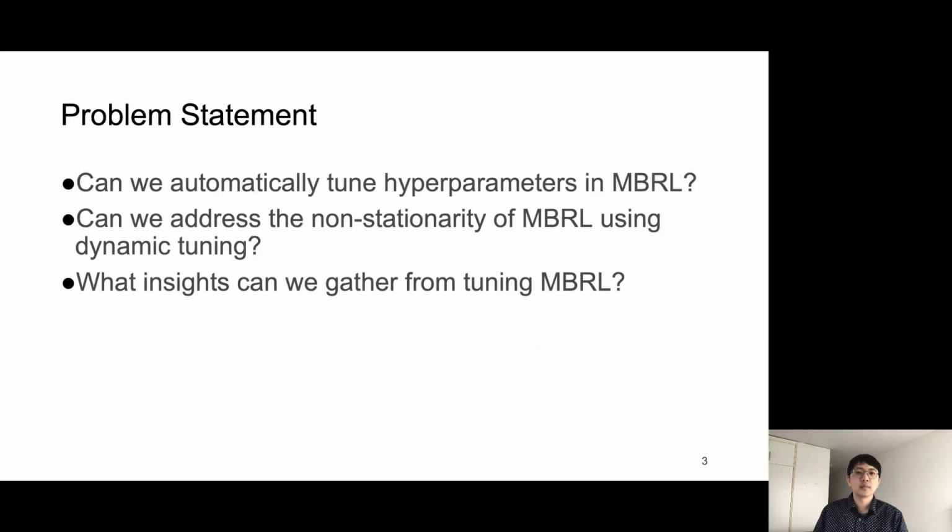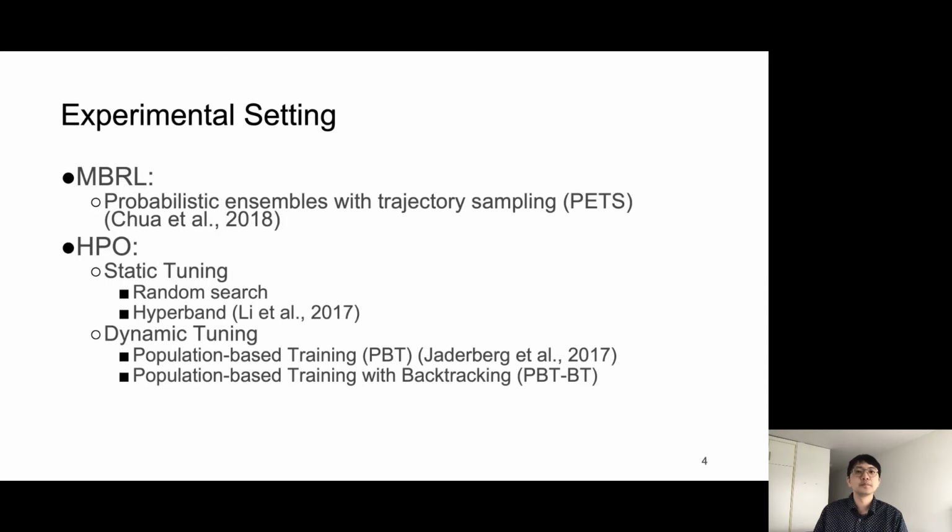To address this problem, in this paper, we performed the first study of HPO for MBRL, and in particular, we try to answer these three questions. First, how to find good hyperparameter configurations without manually tuning them for a considerable amount of time. Second, how to demonstrate and address the non-stationarity of MBRL. And finally, what kind of insights do we get from tuning MBRL?